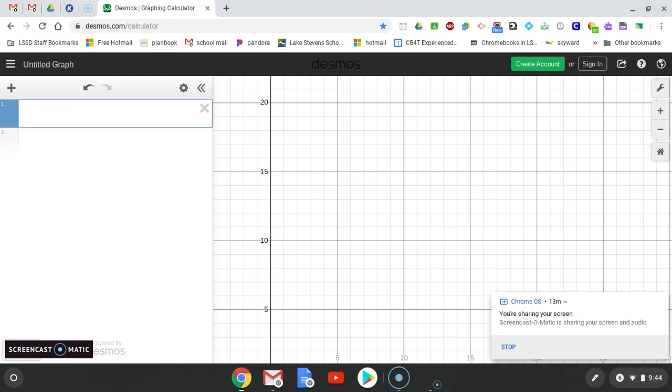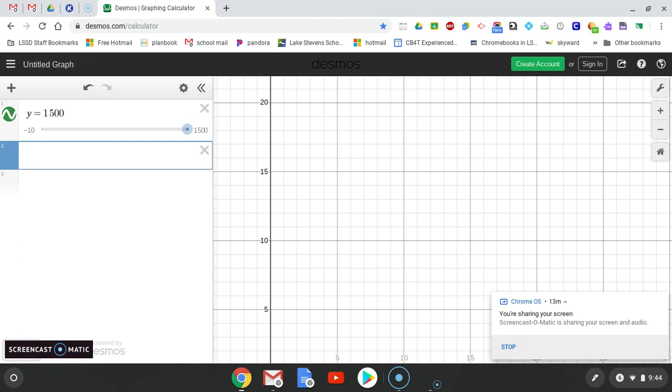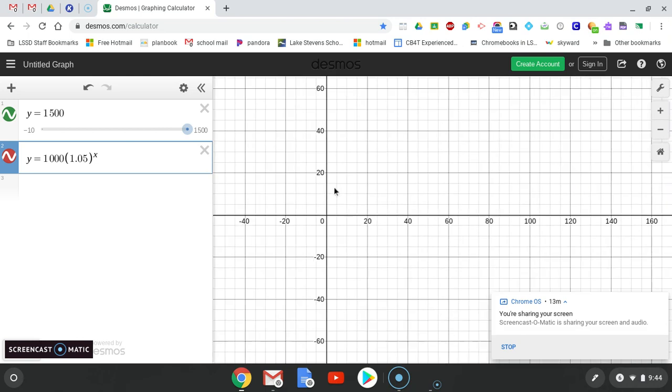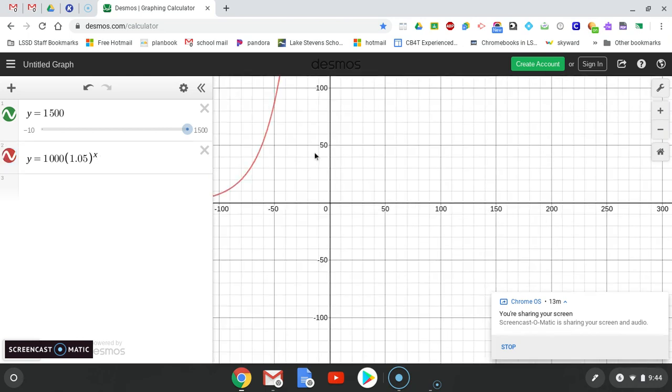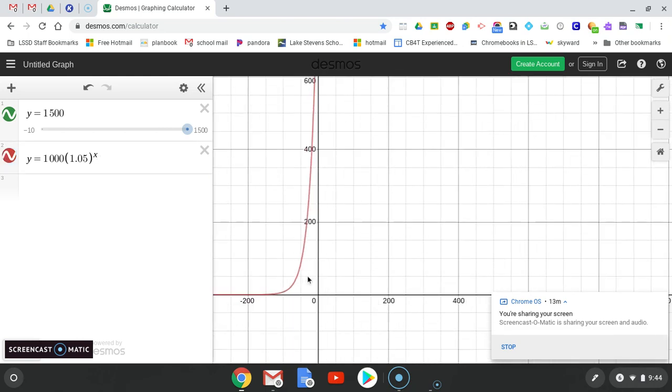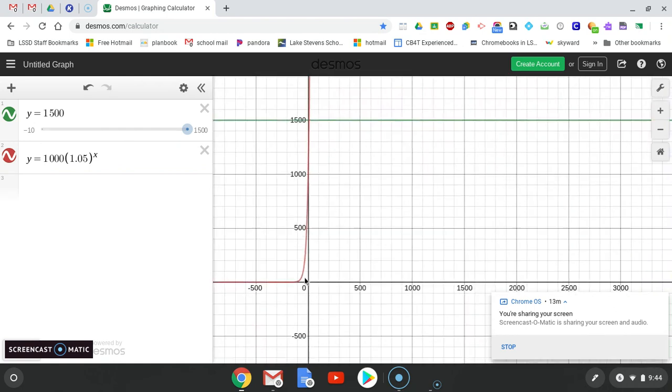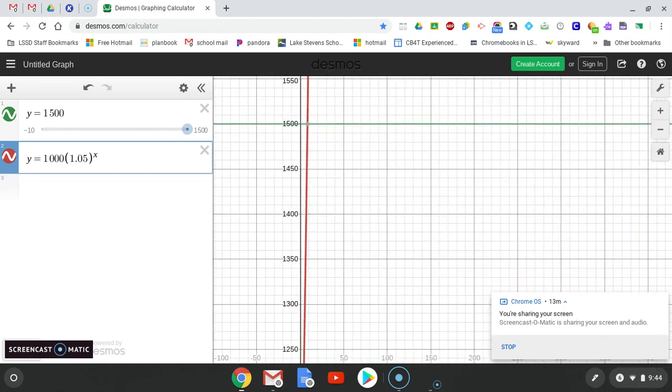So one side of my equation was y equals 1,500. The other side of my equation is y equals 1,000 times 1.05 with an exponent of t, but an exponent of x is how we're actually going to graph it. And then we're going to come over to our graph and we're going to have to zoom way out because we're talking about all the way up here at 1,500 is where my y equals line.